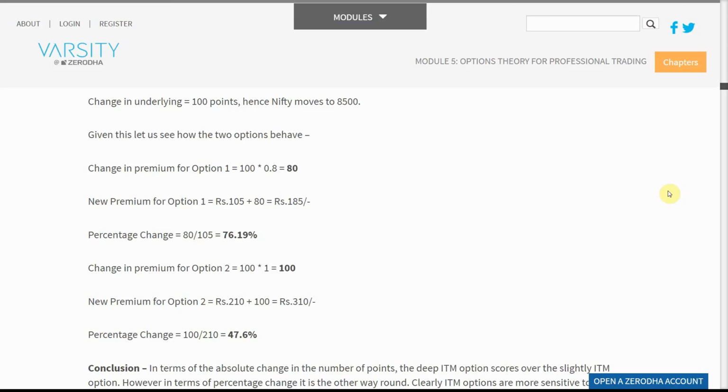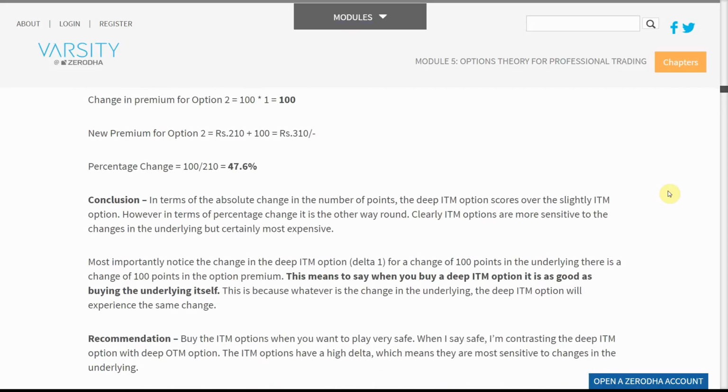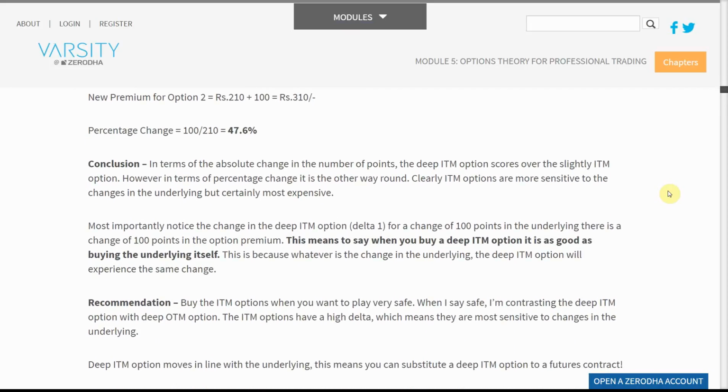Change in premium for option 1 equals 100 * 0.8 equals 80. New premium for option 1 equals 105 rupees plus 80 equals 185 rupees per. Percentage change equals 80/105 equals 76.19%. Change in premium for option 2 equals 100 * 1 equals 100. New premium for option 2 equals 210 rupees plus 100 equals 310 rupees per. Percentage change equals 100/210 equals 47.6%.